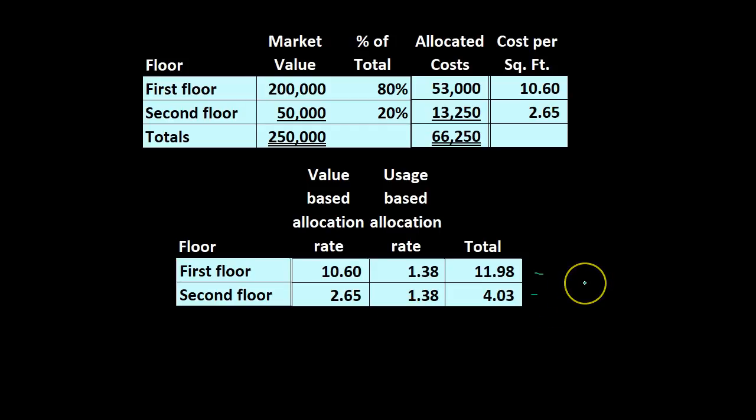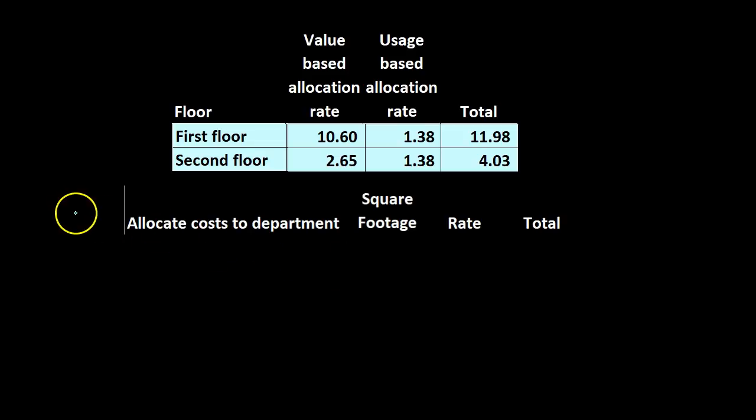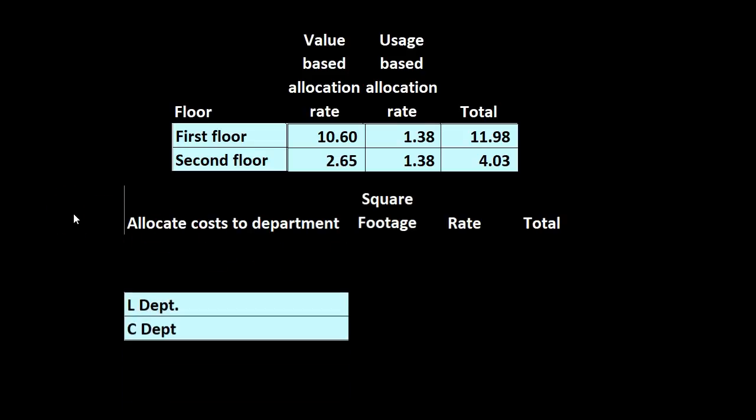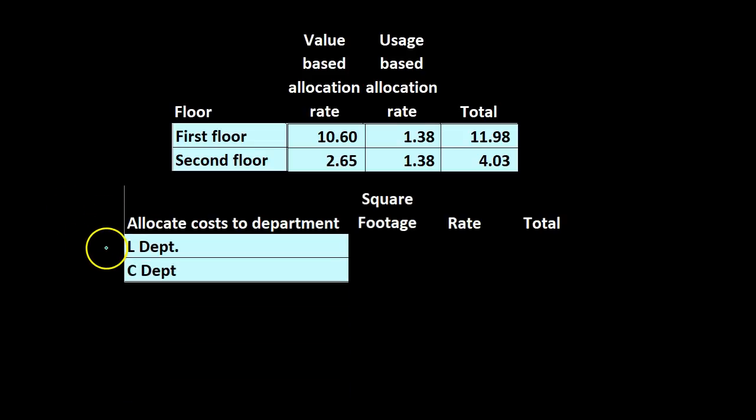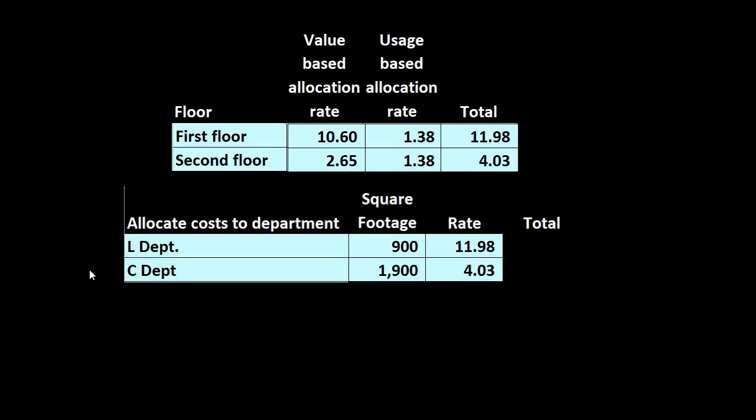So now we can use these rates depending on the floor that we have in order to allocate out the 80,000 costs and take into account the weighting of the different values of the floors. So if we just take a look at these two departments, L and C, their square footage was 900 and 1,900. Again, these aren't the only departments on each floor, but they happen to be on two different floors. And these are the two people that were involved in our discussion about the values of the two floors.